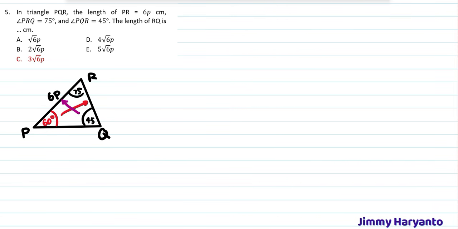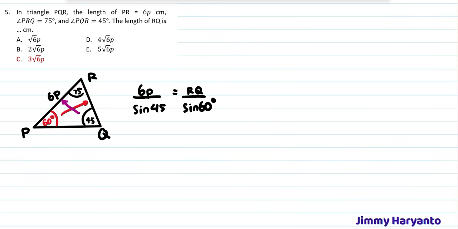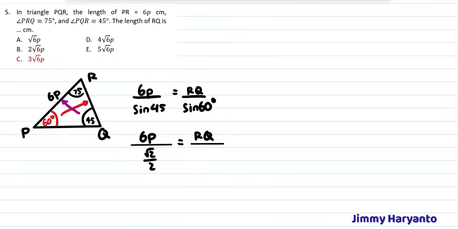That means we will have to use sine rule. Sine rule means 6p over sine 45 equals to RQ over sine 60. Okay, this is how you calculate it. First, sine 45 is square root of 2 over 2. RQ, we don't know yet. This one is square root of 3 over 2. You can cross out the 2 and then you cross multiply.